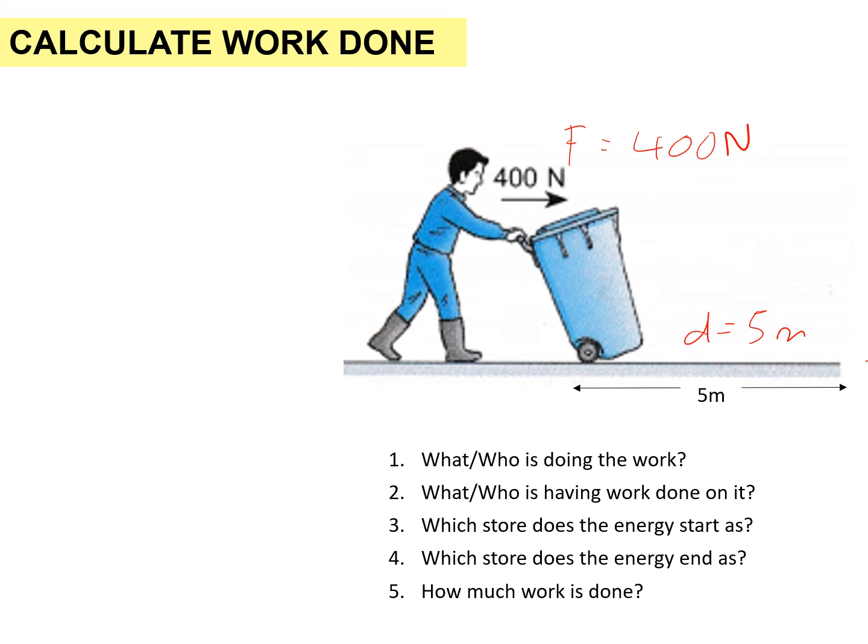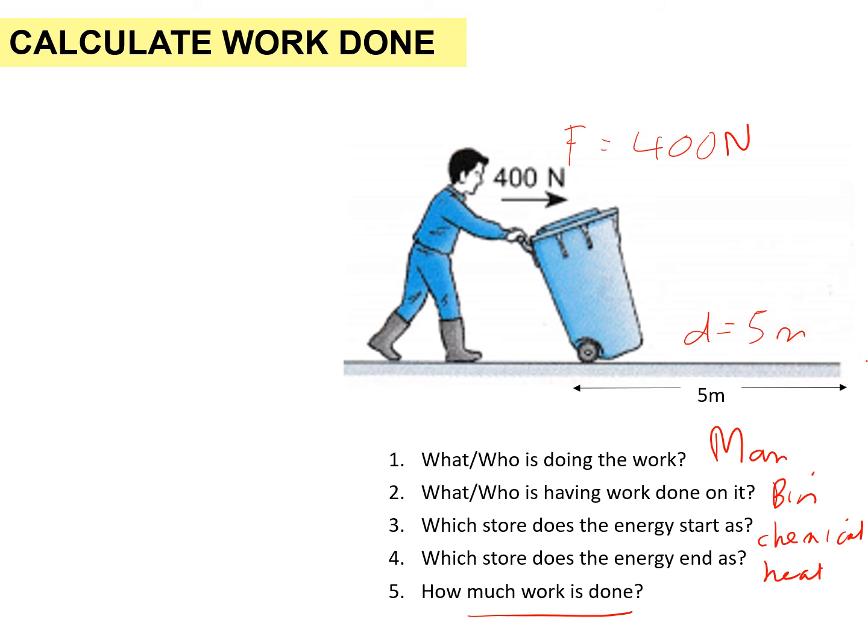Who or what is doing the work? Well, the man is. Yeah, who or what is having work done on it? The bin. Which store does the energy start as? Well, the energy in the beginning was stored as chemical inside his body, and it ends up as heat because the bin, as soon as he stops pushing, the bin stops moving, and all of that chemical has become heat energy.